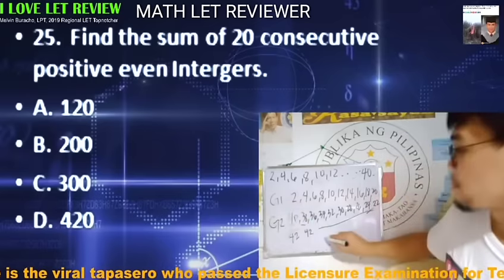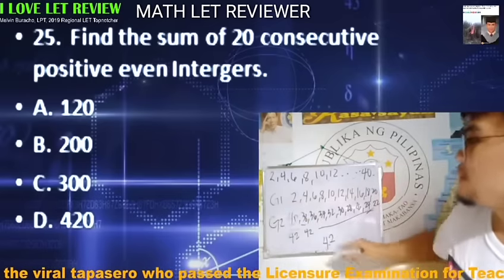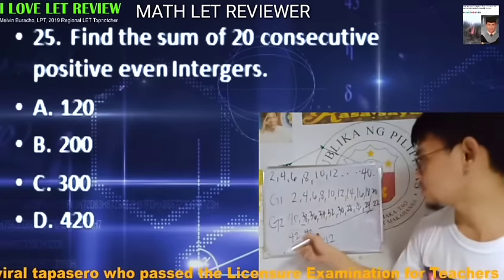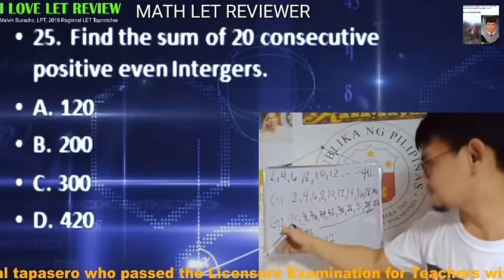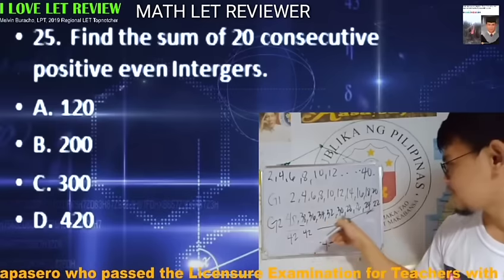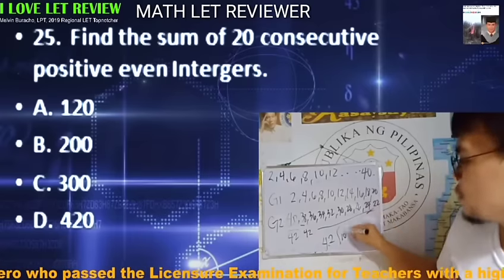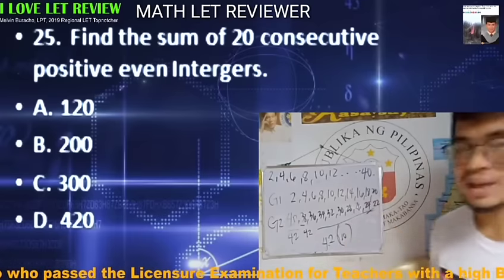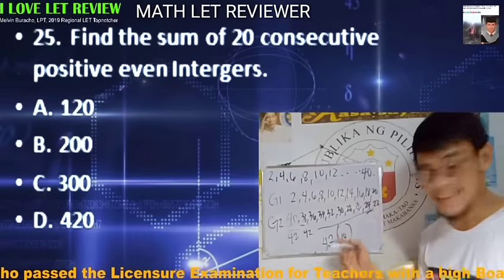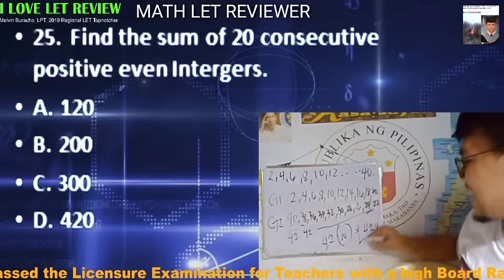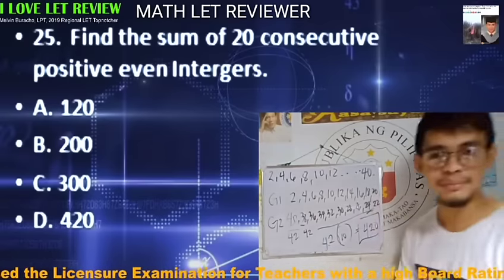Okay? So, now, 42 here should be multiplied by how many 42s? 10. 1, 2, 10, di ba? Dahil ito po yun, 1, 2, 3, 4, 5, 6, 7, 8, 9, 10. Okay? So, there are 10 42s. So, 42 times 10, that will yield 420. At ito po yung sagot.